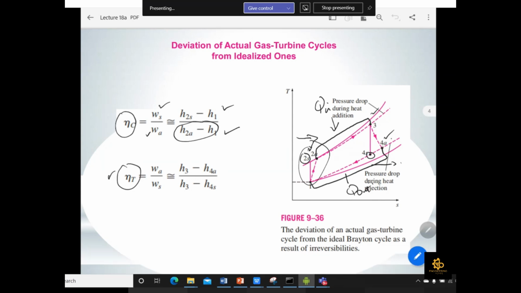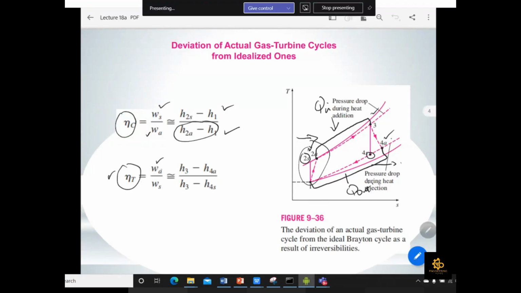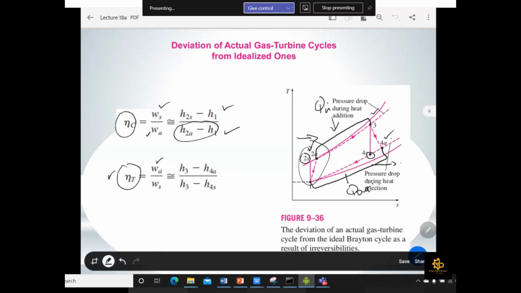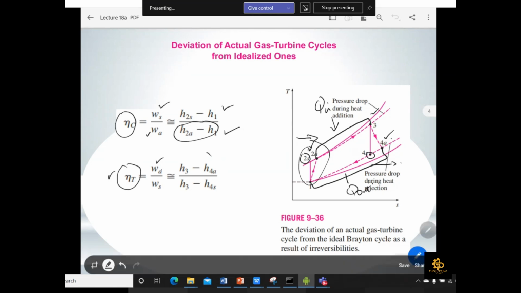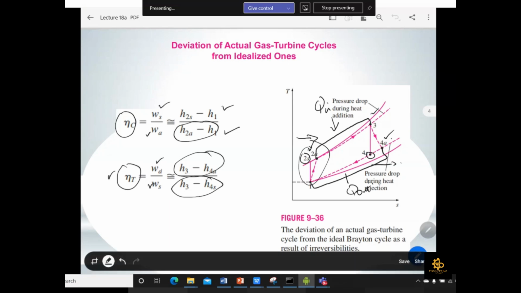Similarly, for the isentropic efficiency of the turbine, here we have to keep the lower term above. So WA, the actual turbine work, means that whenever there is irreversibility, it results in a decrease in turbine work, so this term will be lower. And WS is the isentropic work, so this term will be the bigger. This is the relation we already discussed in the Rankine cycle as well, and similarly we have to use it whenever we analyze the actual gas turbine Brayton cycle.